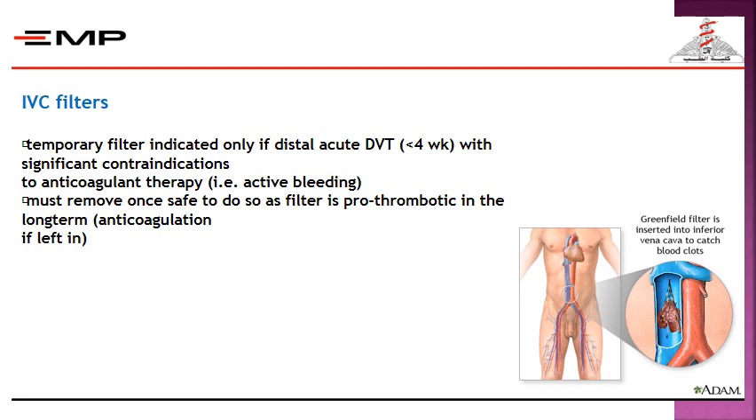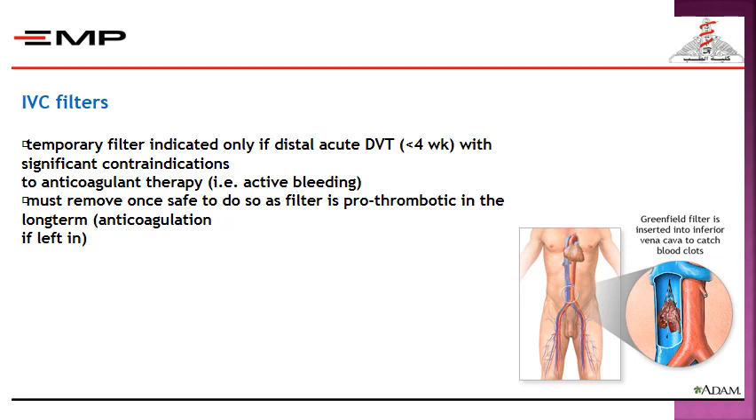Inferior vena cava filters. Sometimes we put these filters in cases with contraindication to anticoagulation. This Greenfield filter is inserted into the inferior vena cava to catch the blood clots in order to protect against pulmonary embolism.